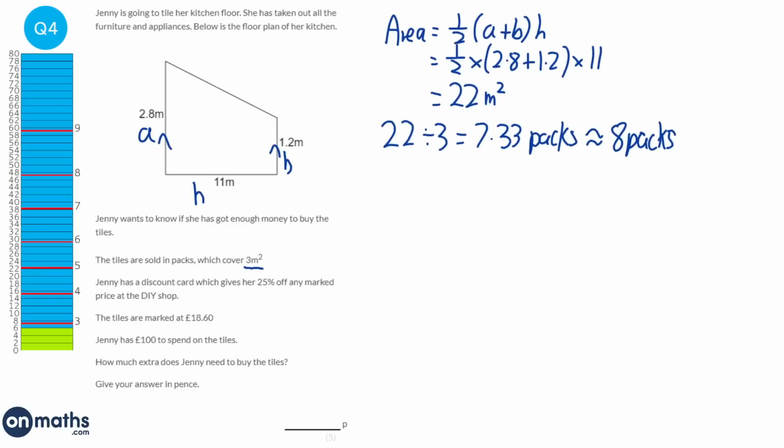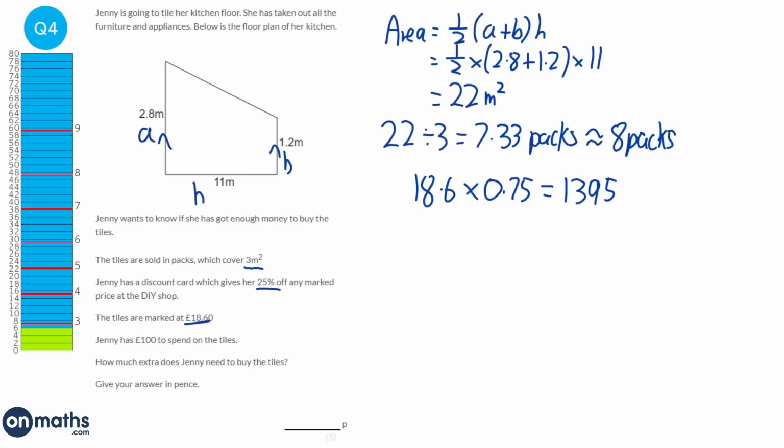Okay, next thing we look at is the fact that Jenny has a 25% discount. So we need to find out what 25% discount would do to the £18.60 for the pack of tiles. And so what we're going to do is get the £18.60 and times it by 0.75. So we're just going to find 3/4 of it because she has a 25% discount, and that would be 13.95. So the tiles are going to cost £13.95.